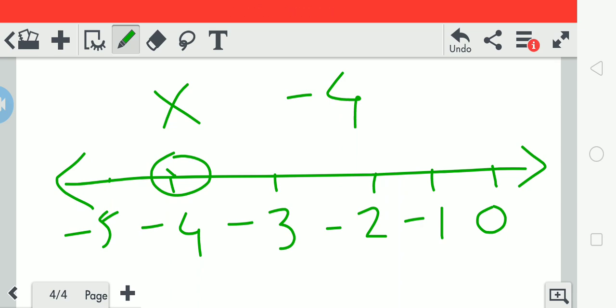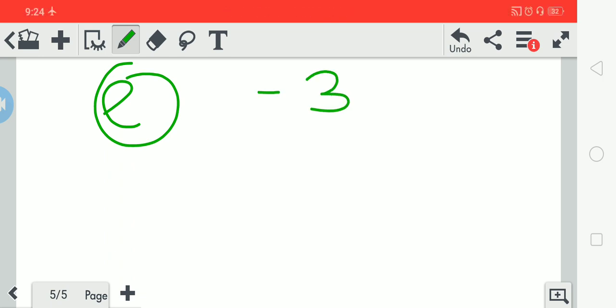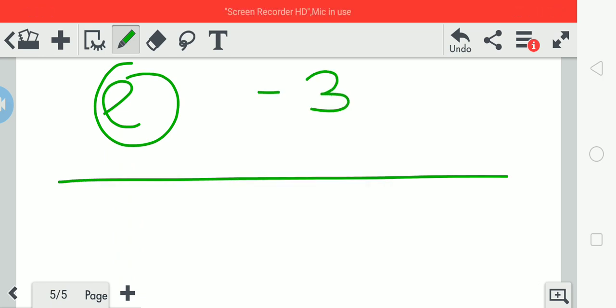Dear kids, in your exercise 5.1, question number 4 is given. The question is: draw the number line and represent the following numbers on it and name the point. In the same way you have to draw it with a pencil. Let's take the first example, plus 6. We have already seen plus 6. I will take the example of minus 3. You have to show minus 3 on the number line.